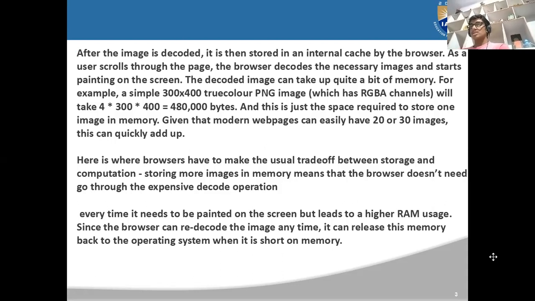Since the browser can decode the image at any time, it can release its memory back to the operating system when the system is short on memory. As we know, browsers usually make a trade-off between storage and computation. Storing more images in memory means that the browser doesn't need to go through the expensive decode operation.